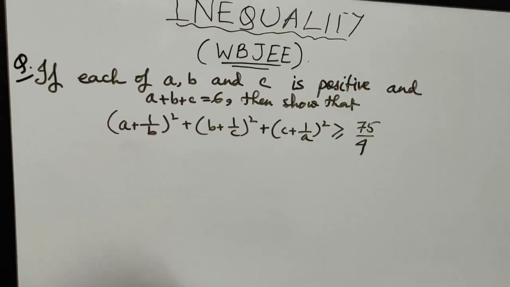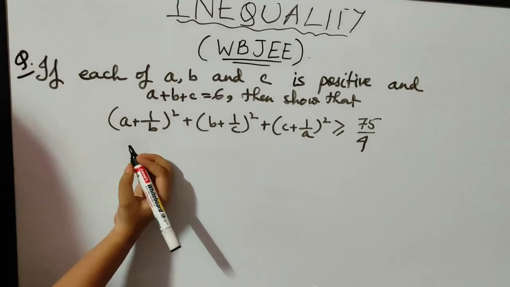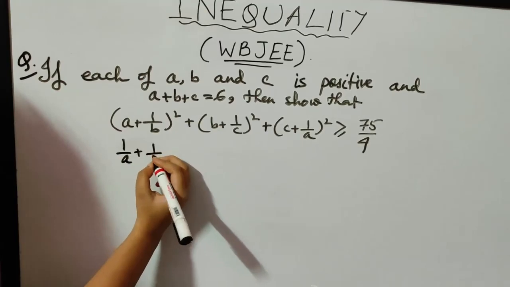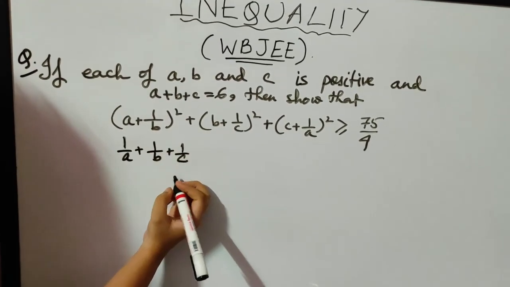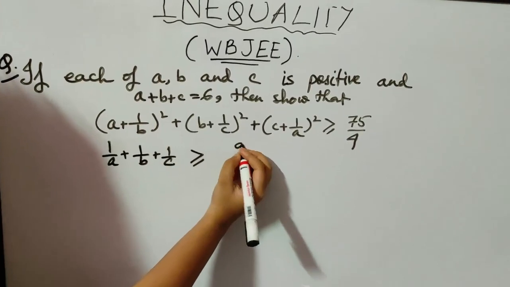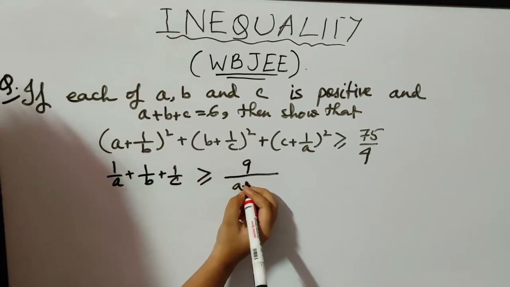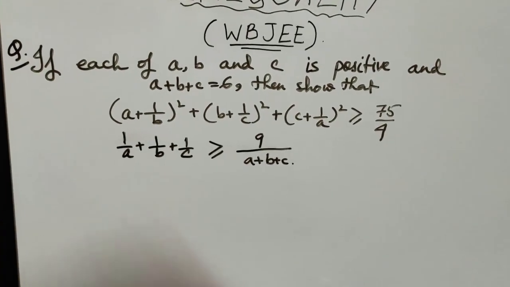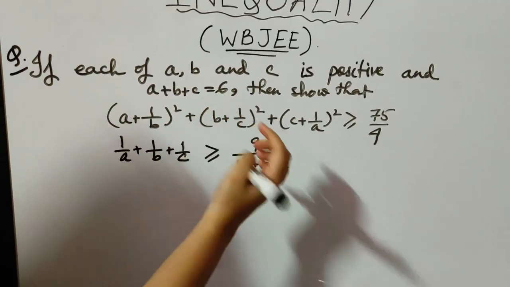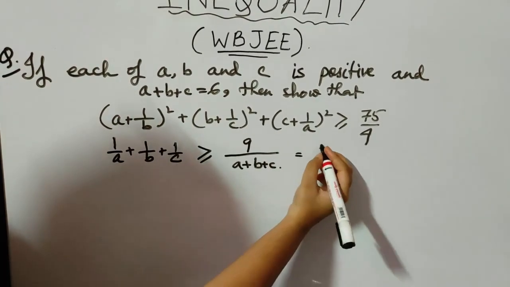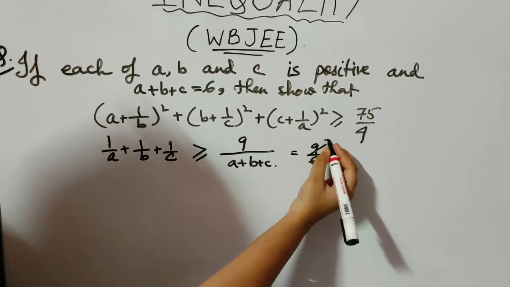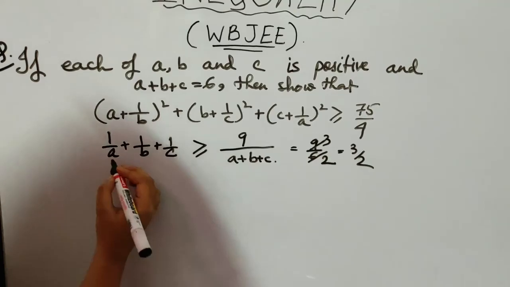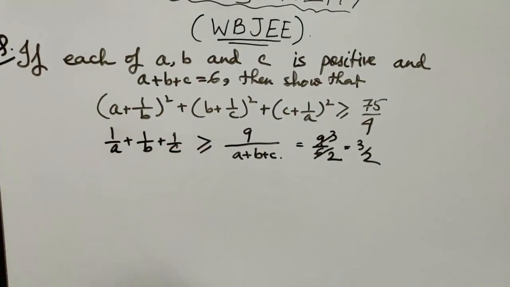Now we use the AM-HM inequality over here. So what we can write is 1 by a plus 1 by b plus 1 by c should be greater than or equal to 9 by (a plus b plus c). This happens by the AM-HM inequality. Now we are given that a plus b plus c is equal to 6. So this is equal to 9 by 6, that is 3 by 2. So this thing will be greater than or equal to 3 by 2.